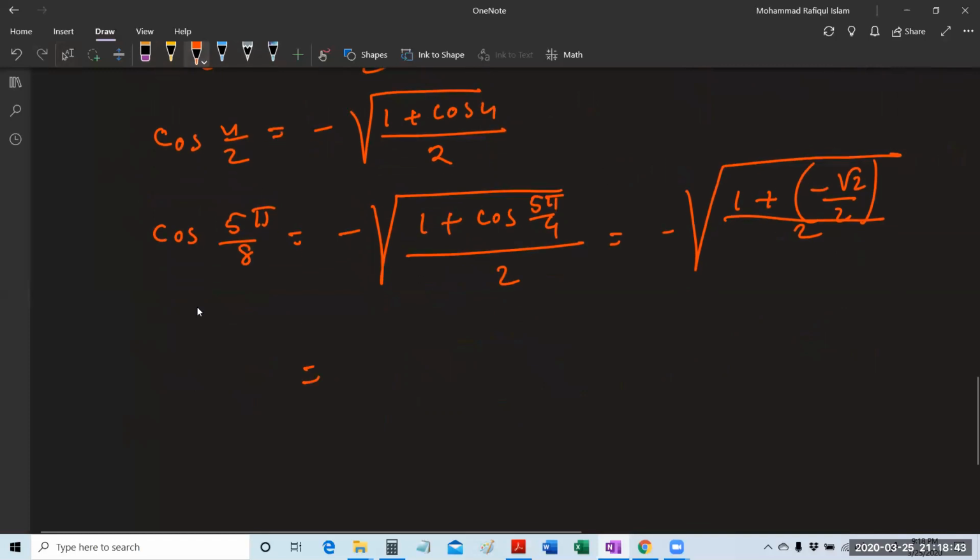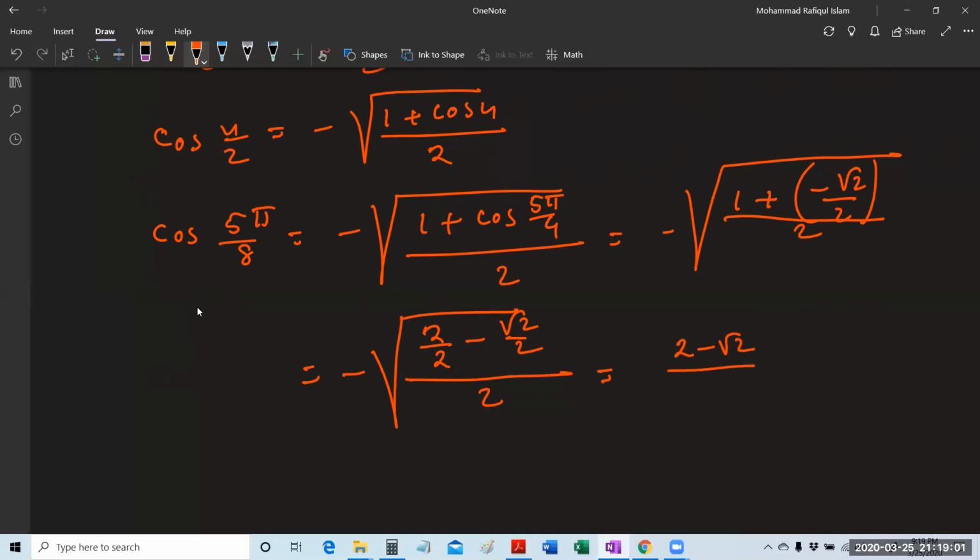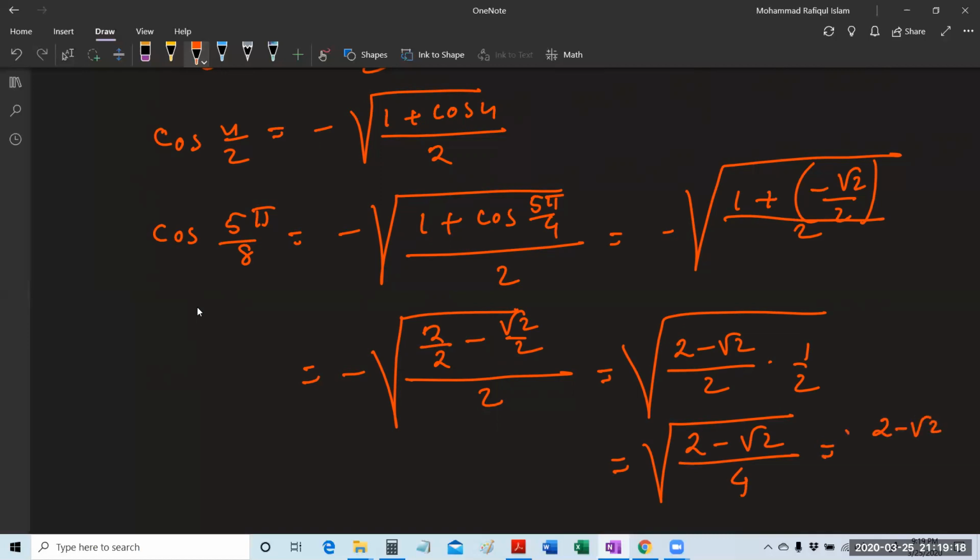Then minus 1 can be written as 2 over 2 minus root 2 over 2 all over 2, square root. This equals square root of 2 minus root 2 over 2 times 1/2, and that equals square root of 2 minus root 2 over 4, equals square root of 2 minus root 2 over 2. So that's the answer for cosine 5 pi over 8.